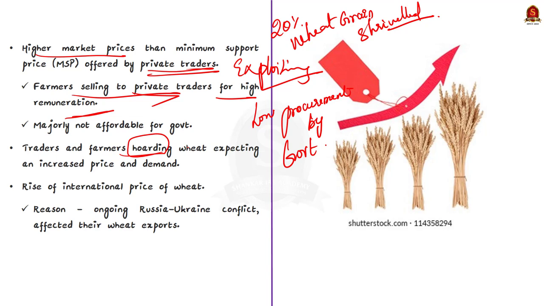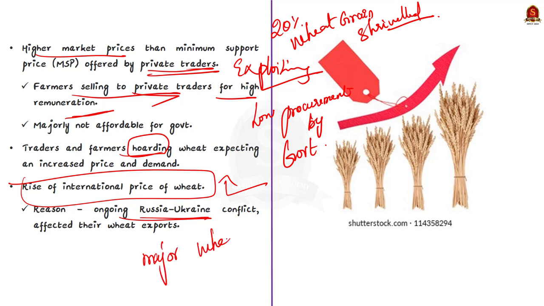And the next factor is that the price of wheat at the international level increased. See, the cause for this is the ongoing conflict between Russia and Ukraine. In the beginning, we saw that both these countries are major wheat producing countries. So export of wheat from these countries has been affected, resulting in high international demand and low supply. This has substantially increased the price of wheat internationally. So this is encouraging domestic traders to provide high prices for the produce, resulting in low procurement. And these are the reasons behind low wheat production and procurement by the government.